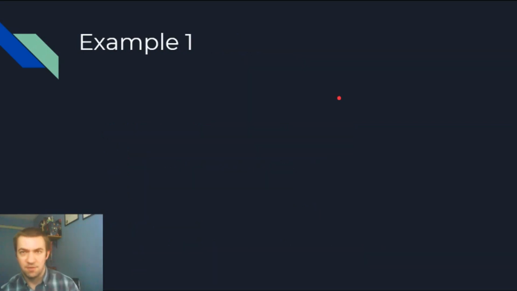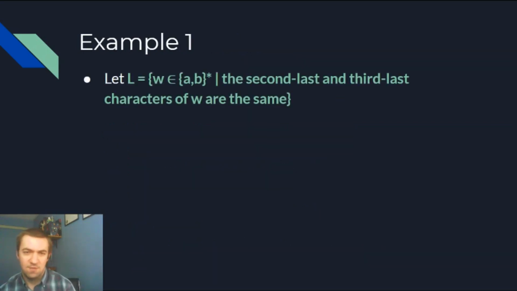Let's go through an example of an NFA. Suppose we have this language with words that have just the letters A and B in any number that we want, where the second last and third last characters of any word happen to be the same. So we need to develop an NFA for this language, and here's what it's going to look like.